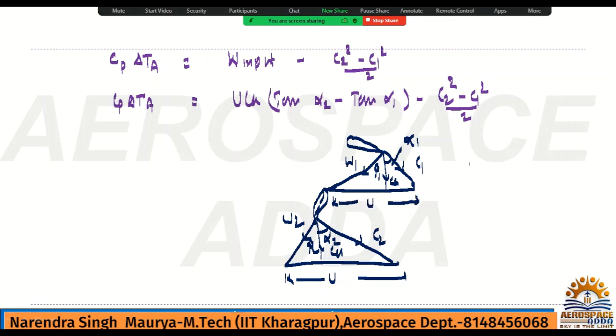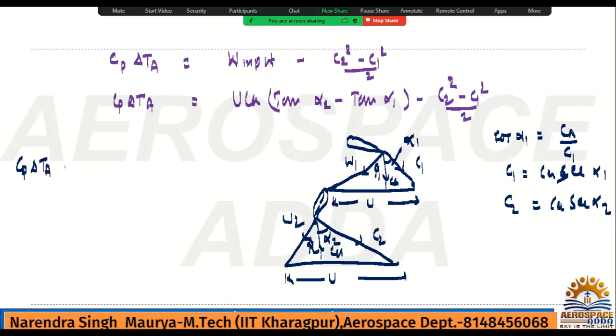If you calculate C1, what is cos of alpha 1? Cos of alpha 1 is nothing but Ca by C1. So C1 is nothing but Ca times the reciprocal of cos alpha, which is sec alpha 1. Similarly, you can write C2: Ca sec alpha 2. You need to keep this here. If you keep this, then Cp delta Ta you will get.